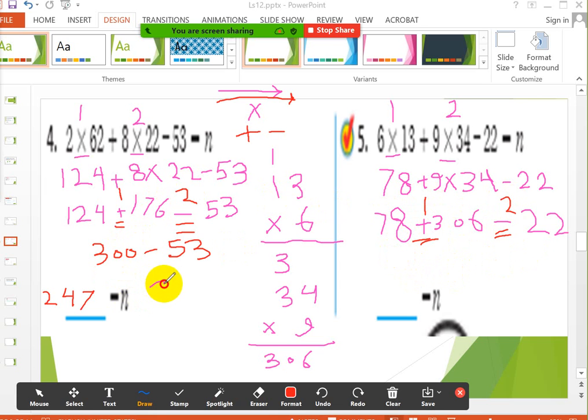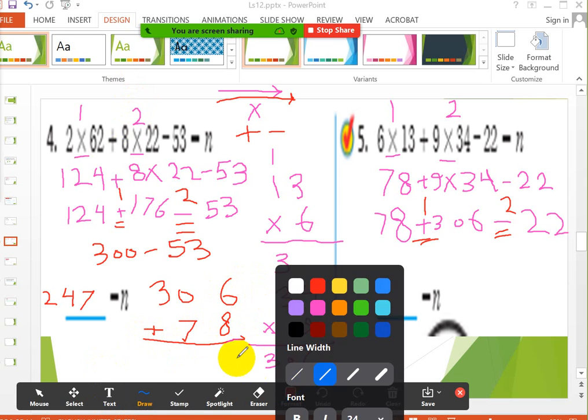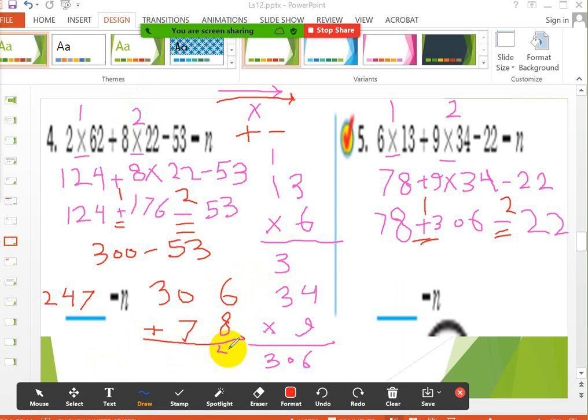I want to add 306 to 78. Let's add the numbers. 6 plus 8 equals what? 6 plus 8 equals 14. Thank you, Zen. So I will put 4. Excellent, Zen. I will put 4 here and 1 above the tens.